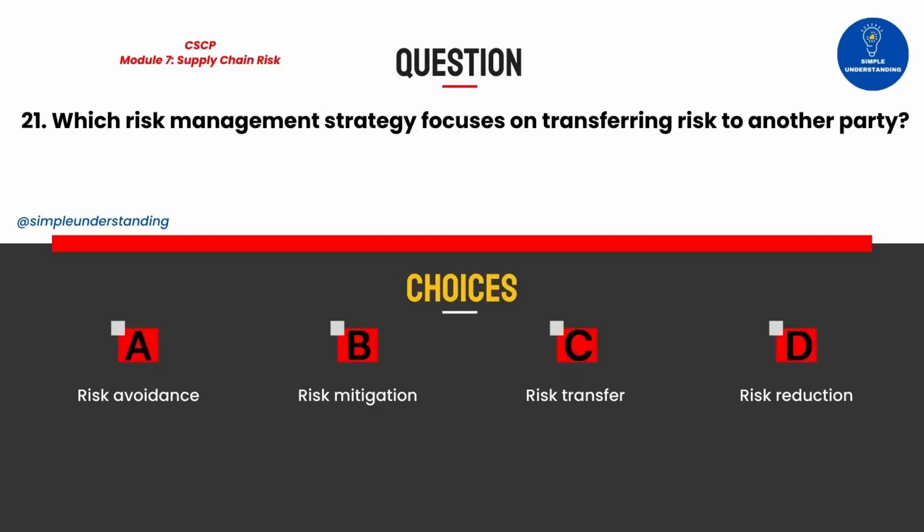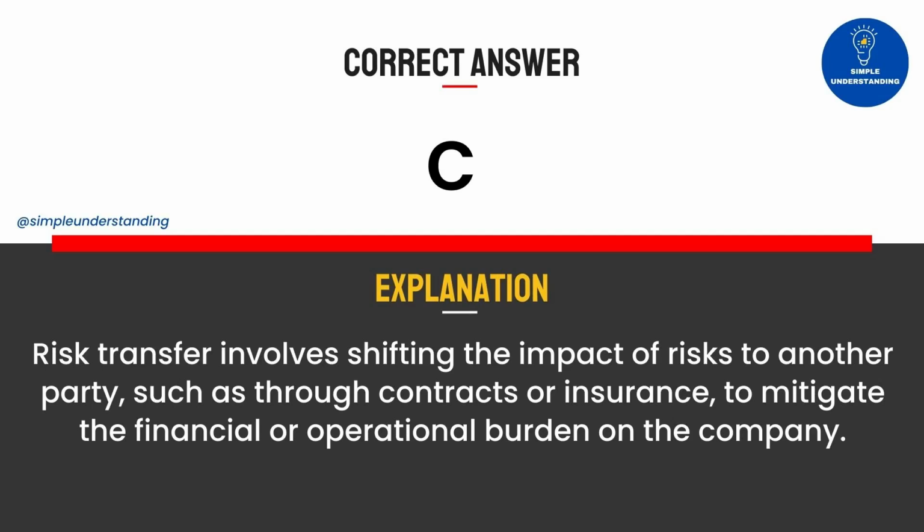21. Which risk management strategy focuses on transferring risk to another party? A. Risk avoidance. B. Risk mitigation. C. Risk transfer. D. Risk reduction. Correct answer C. Explanation. Risk transfer involves shifting the impact of risks to another party, such as through contracts or insurance, to mitigate the financial or operational burden on the company.